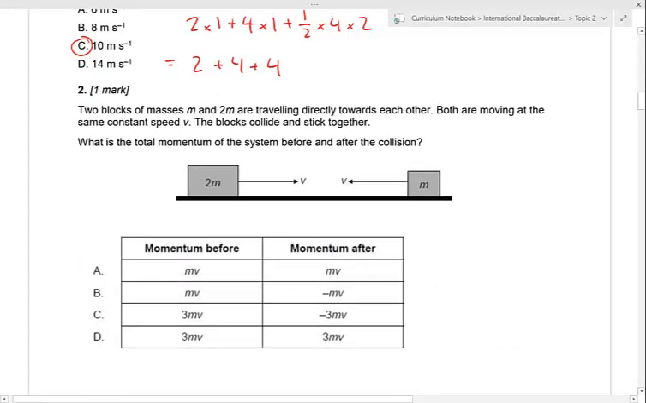Question 2, we have two blocks of mass m and 2m traveling directly towards each other. Both are moving at the same constant speed v. The blocks collide and stick together. What is the total momentum of the system before and after the collision? So before, the total is going to be 2mv minus mv. So that's equal to mv. And afterwards, we're also going to have mv as p is conserved. So it should be A.